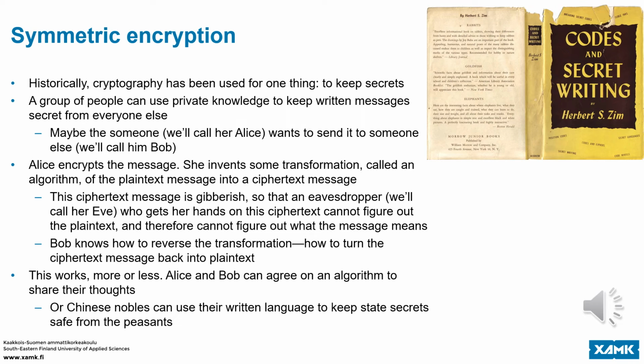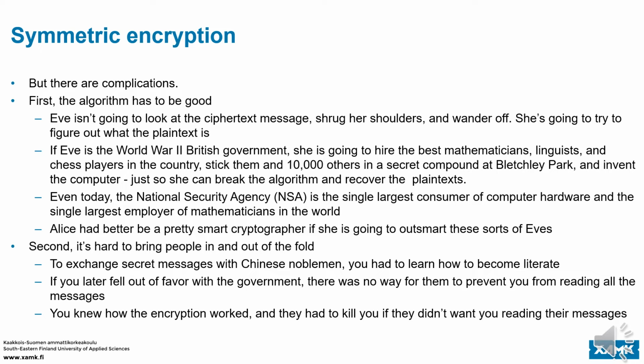This works, more or less. Alice and Bob can agree on an algorithm to share their thoughts. Or Chinese nobles, even though none of them is called Bob, can use their written language to keep state secrets safe from the peasants. But there are complications. First, the algorithm has to be good. Eve isn't going to look at the ciphertext message, shrug her shoulders, and wander off. She's going to try to figure out what the plain text is.